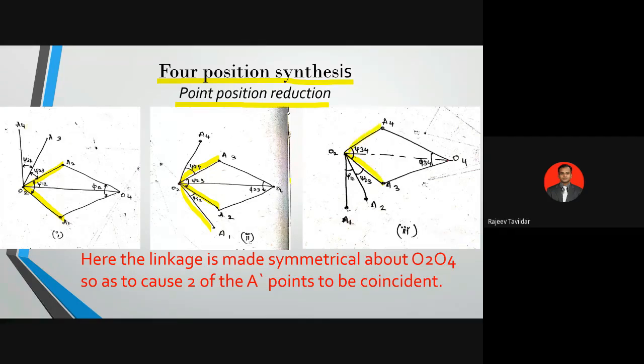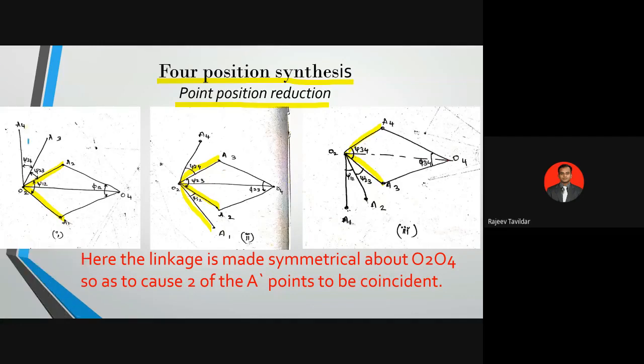Now you can see that these are the only three possible combinations wherein we are trying to make two of the input links symmetrical about the horizontal axis. The reason why I am doing this is, let me take this example number one.